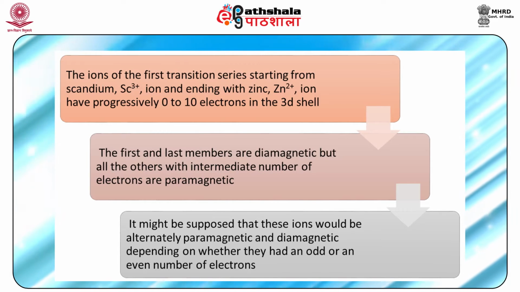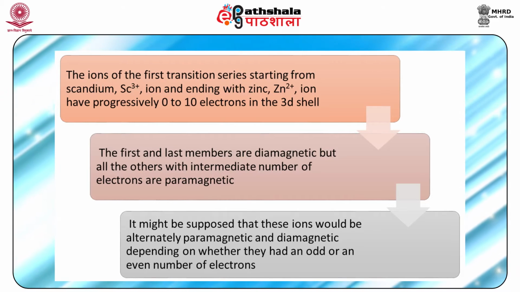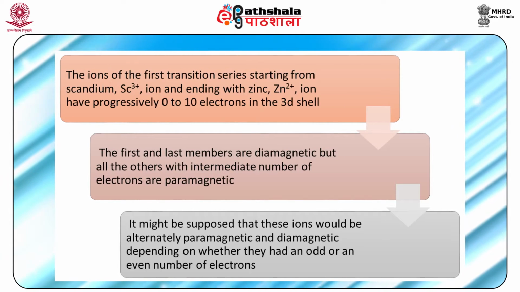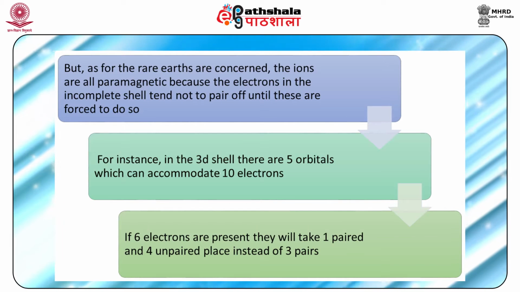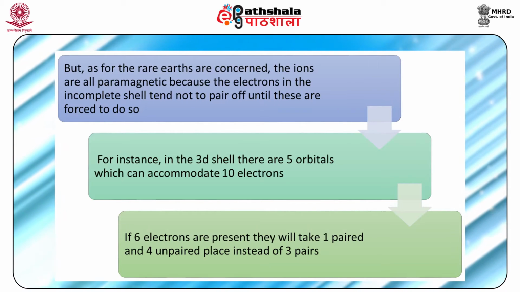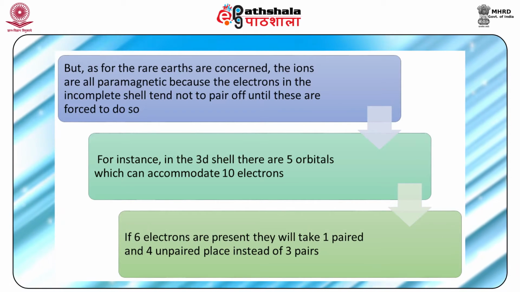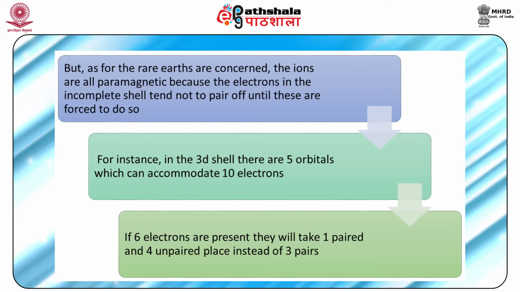It might be supposed that these ions would be alternately paramagnetic and diamagnetic, depending on whether they had an odd or an even number of electrons. But as far as the rare earths are concerned, the ions are all paramagnetic because the electrons in the incomplete shell tend not to pair off until they are forced to do so.